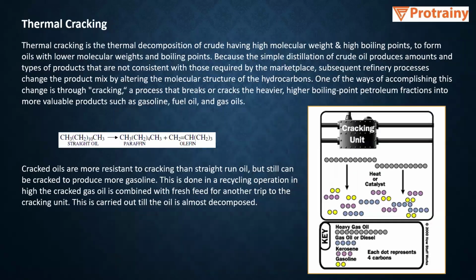Then thermal cracking. Thermal cracking is used to decompose the higher molecular weight compounds into lower molecular weight compounds, using catalyst and heat. As you can see over here, heavy gas oil is converted into kerosene, gasoline, and diesel. The formula is also mentioned over here as an example.